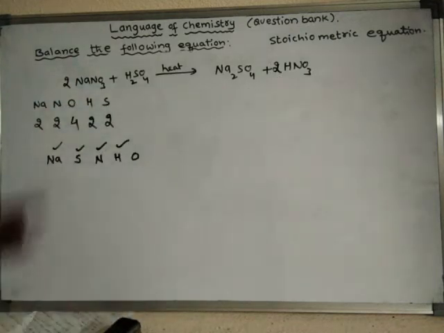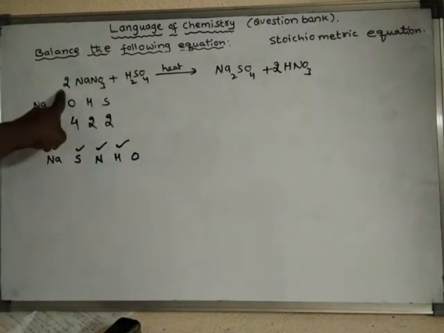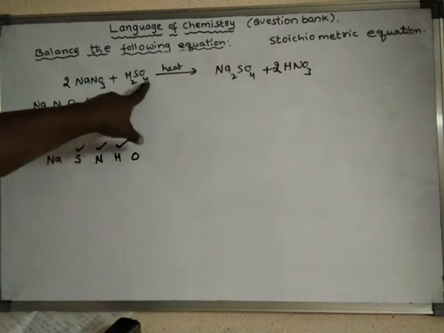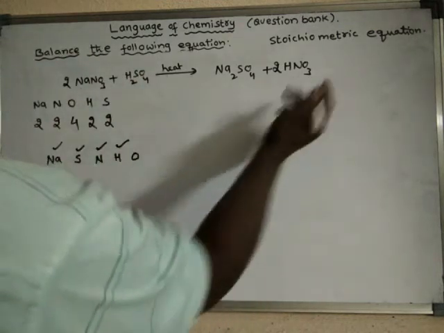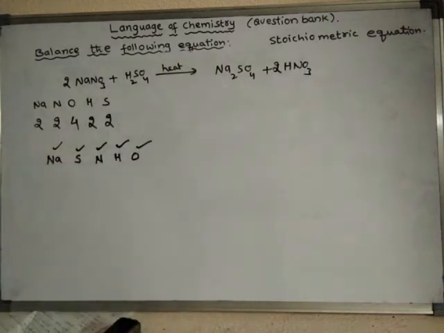Now check for oxygen atoms. How many oxygen atoms are there? 6 oxygen atoms. It is not 5. 2 NaNO3s are there. Each NaNO3 contains 3 oxygens. As there are two NaNO3s, altogether there will be 6 oxygens. So 6 oxygens and 4 oxygens, 10 oxygens towards the left side, and the right side if you see, 4 oxygens and 6 oxygens, 10. That means oxygens are also balanced. Now this is said to be a balanced chemical equation, also called a stoichiometric equation. So in this way the equations can be balanced.